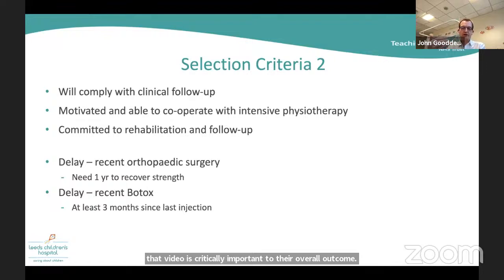If they've had Botox recently, we need to make sure that's worn off. And if they've had orthopedic surgery, they need to recover the strength. And that often does take a year. So just delay for that time.